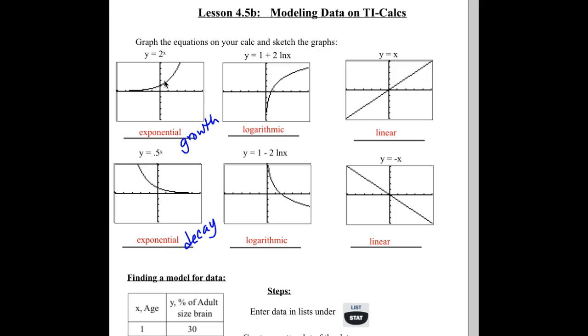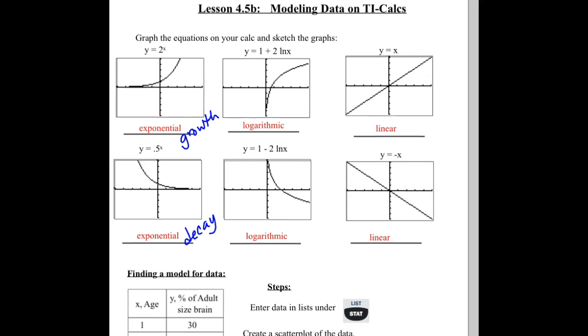Okay, so what we're going to be doing is taking a set of data and making scatter plots so we can see a picture of all the dots plotted. And then we're going to decide, does it look exponential? Does it look logarithmic? Does it look linear? You have other options. There are quadratic regressions, cubic regressions, quartic regressions, all kinds of things, but we're going to focus mainly on these.